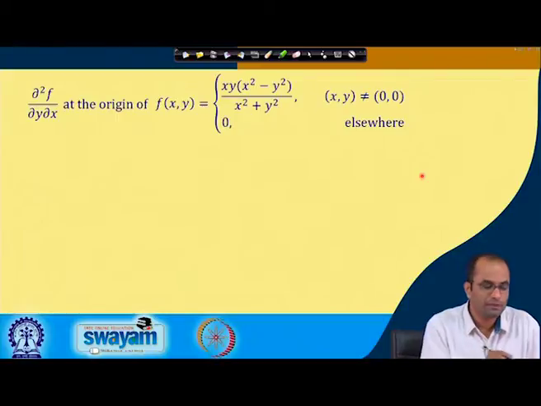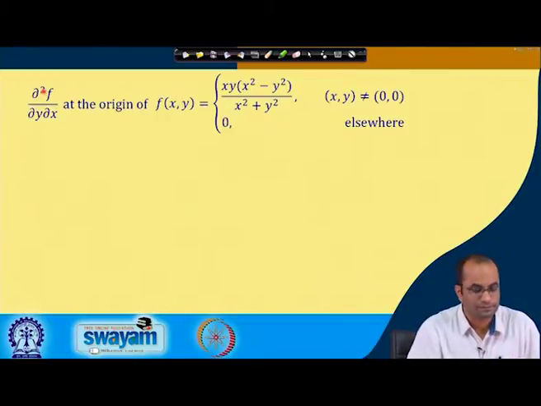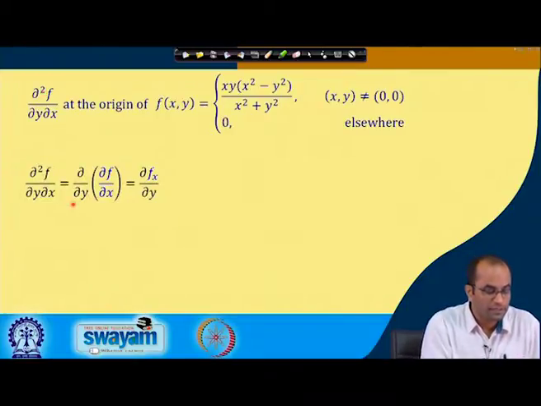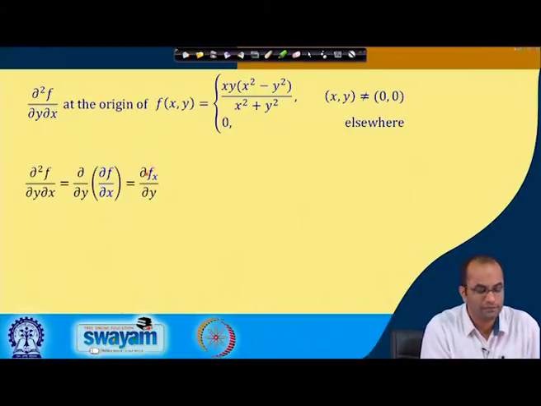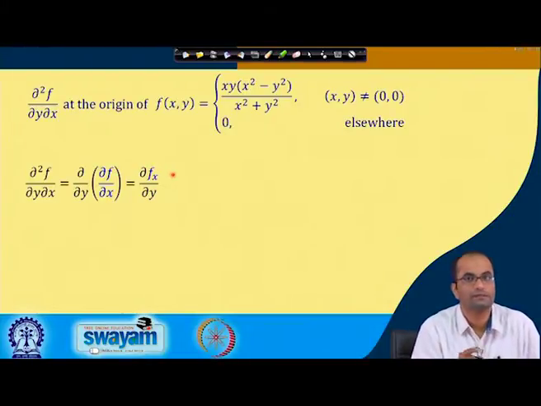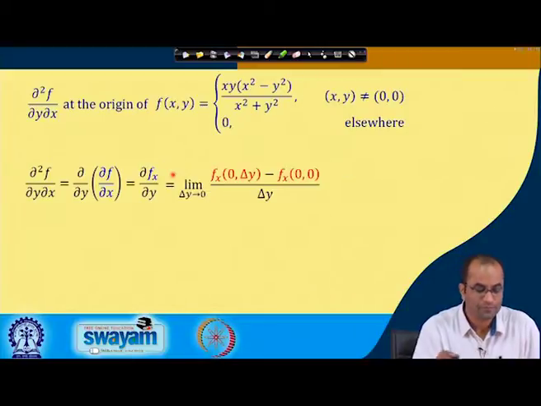Similarly, now we will compute the second order partial derivative with respect to y and then with respect to x. So, in this case we have the order now ∂/∂y of ∂f/∂x. That means, the partial derivative with respect to y of the function f_x. So, in this case again we use the definition.